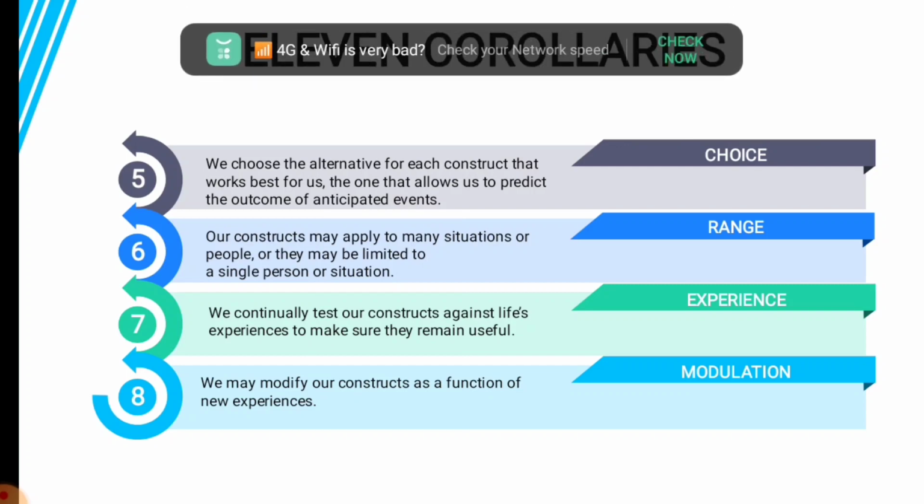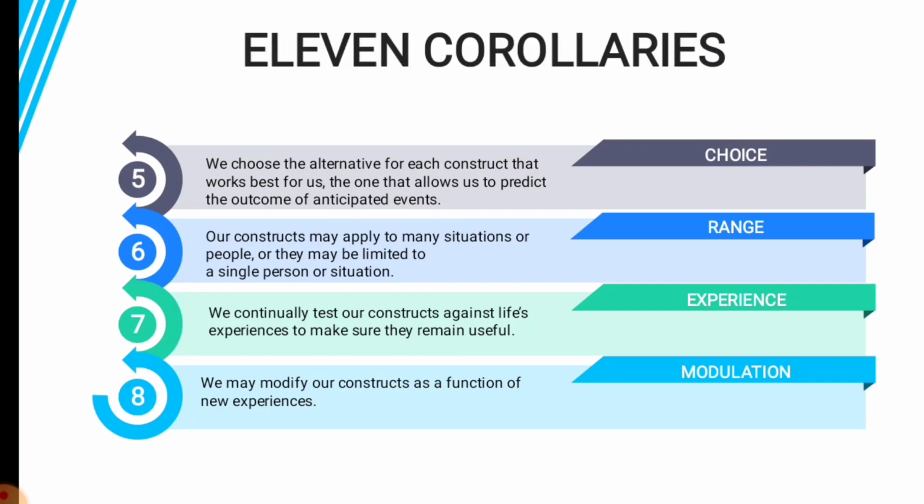Okay? Number 6 is we have the range corollary. So this is particularly more of the application to many situations or people, or they may be limited to a single person or situation. Okay, so it means meron lang siyang range, alright? Kung hanggang saan lang siya. Applicable lang siya into what particular experience.